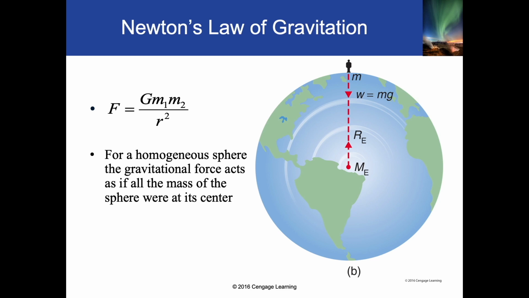So for a sphere that's homogeneous, the gravitational force acts as if all the mass of the sphere were at its center. Okay, so this is a very simple concept. You just got to remember that the Earth is pushing on you right now, as you're standing or sitting there, the same amount that you're pushing on the Earth. Equal but opposite, right?